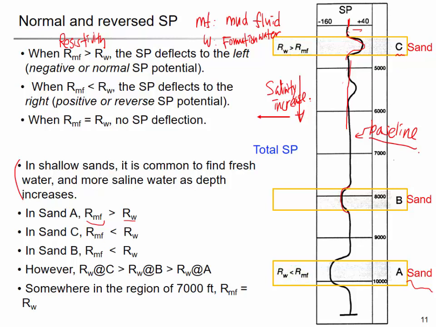So, in formation C and in formation A, you can see the difference. And from this kind of deflection, whether it's a positive deflection or negative deflection, you can find out which location is the permeable bed, the sand, sandstone, or the carbonate.